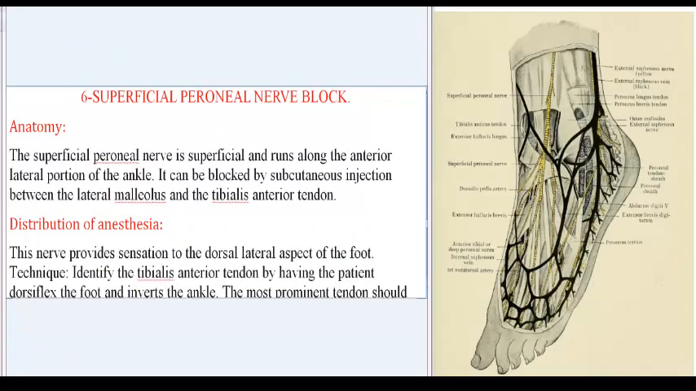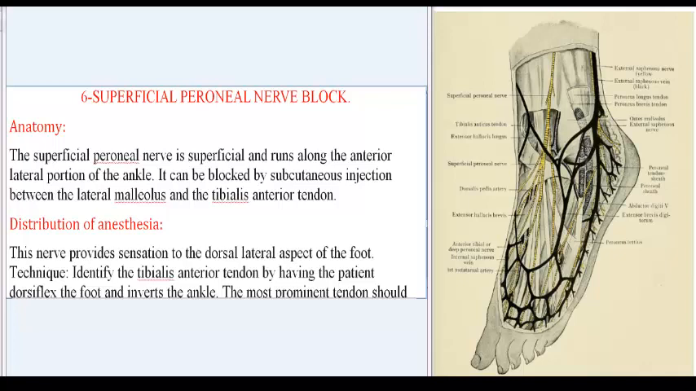6. Superficial peroneal nerve block. Anatomy: the superficial peroneal nerve is superficial and runs along the anterolateral portion of the ankle. It can be blocked by subcutaneous injection between the lateral malleolus and the tibialis anterior tendon. Distribution of anesthesia: this nerve provides sensation to the dorsolateral aspect of the foot.